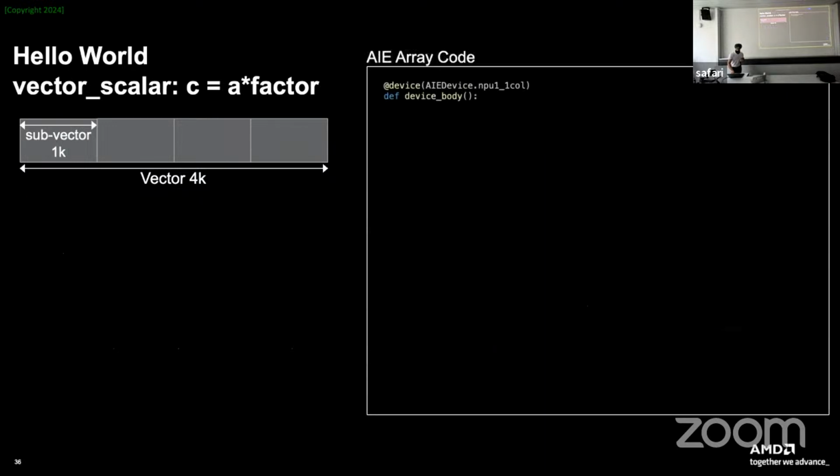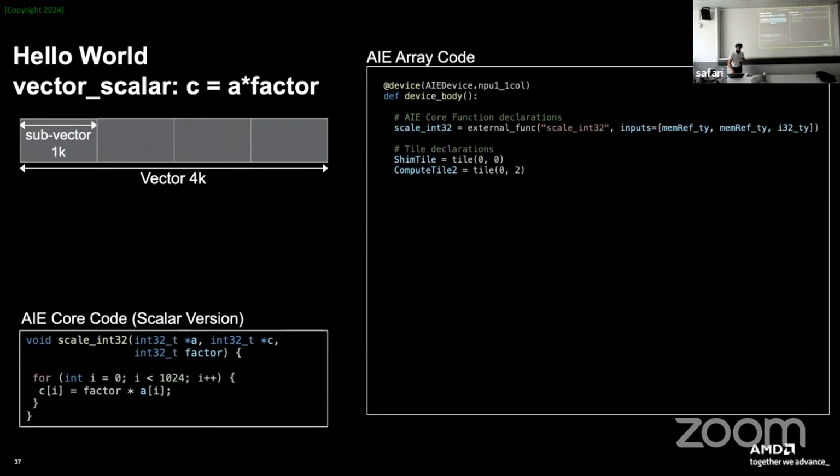If you look at how the Python binding would look for these, this is the code which will run on the core. This is the scalar version. And to connect all the data movement, we use Python bindings. It's quite similar to how you would write at a Python level, so it's a bit natural how you would do things. So first you declare the function.